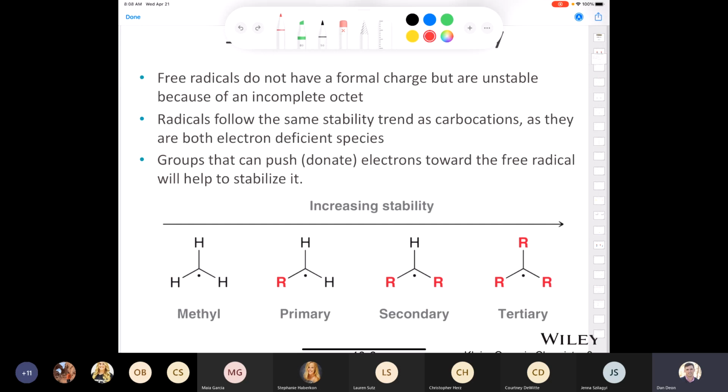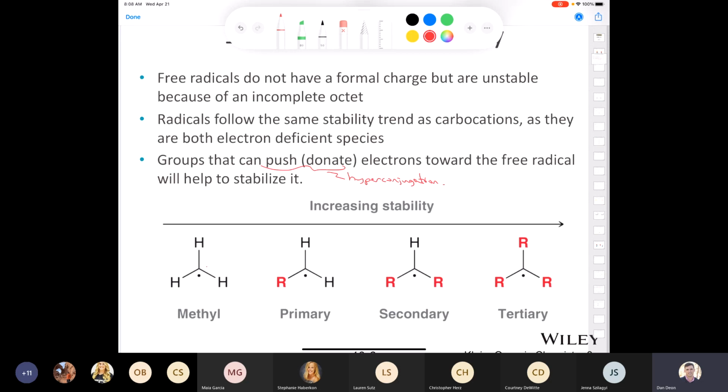So let's think about that. If this carbon is electron deficient, it is going to be stabilized by groups that can push or donate electrons towards the free radical. Well, how do groups push or donate electrons towards a free radical? They're going to do it by hyperconjugation. Now, I'm not going to reteach hyperconjugation at this moment because we went over this in detail earlier on. But the bottom line is this, that the more R groups that we have surrounding our radical, the more stable it's going to be.